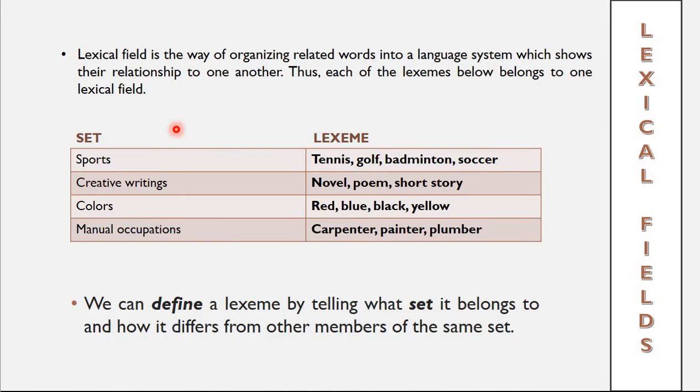So here, the example given by your friends is like the lexical set name is sports, and the lexemes, I mean the subcategories, are tennis, golf, badminton, and soccer. So here, the lexical set means the lexical category, actually the category name of the words, and the lexeme part means the items belonging to each lexical set. So we can define a lexeme by telling what set it belongs to and how it differs from other members of the same set.